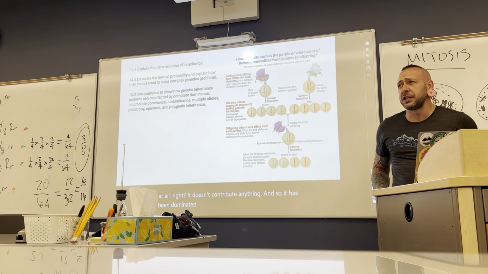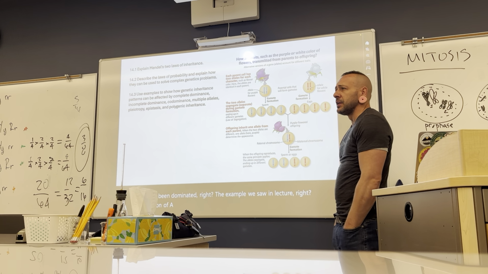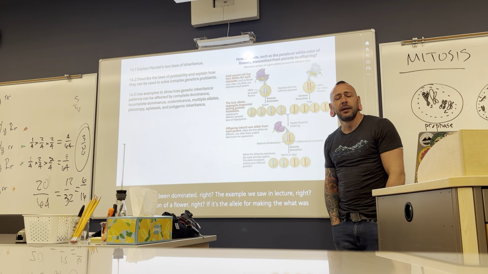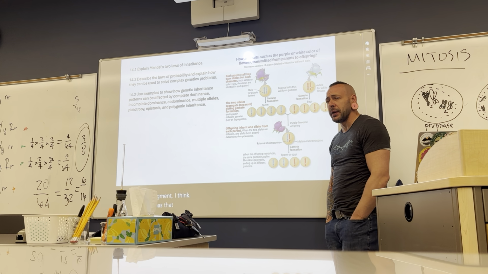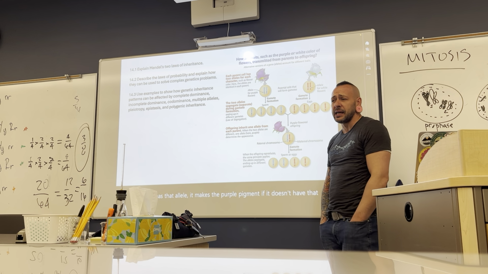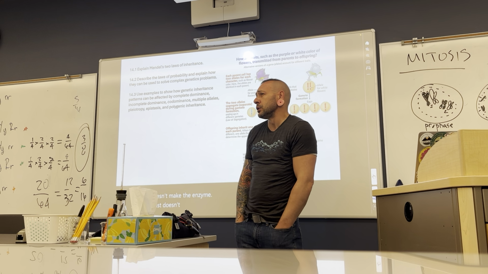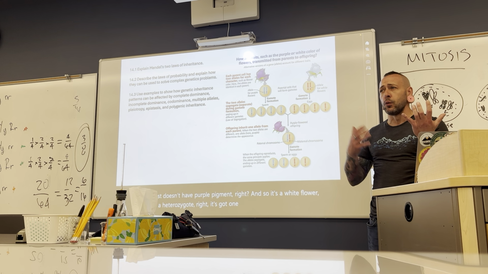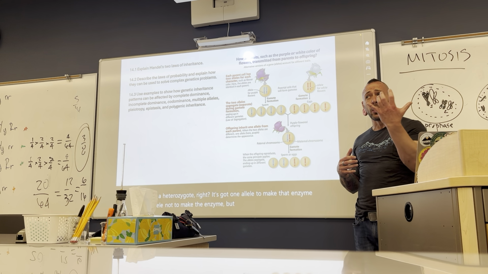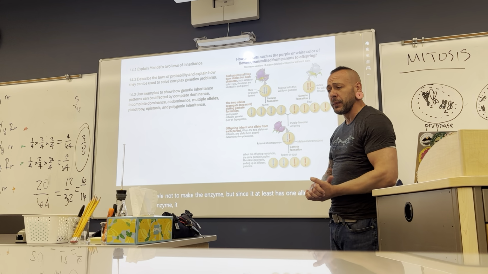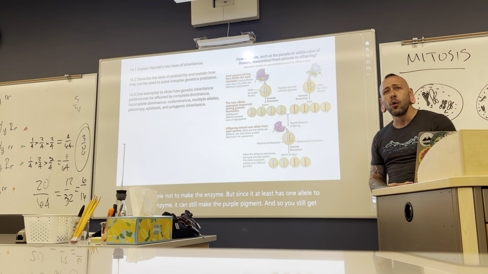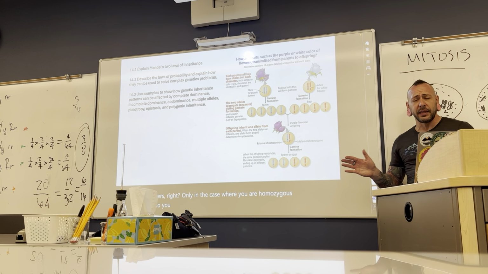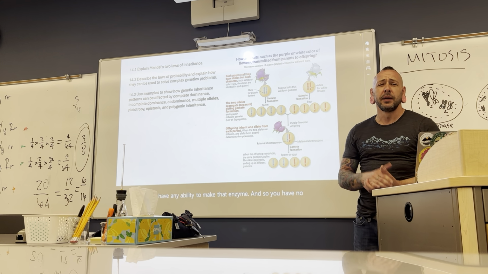The example we saw in lecture, pigmentation of a flower. If it has the allele for making, what was it, a purple pigment, I think, it makes the purple pigment. If it doesn't have that allele, it doesn't make the enzyme, and so it just doesn't have purple pigment, and so it's a white flower. If it's a heterozygote, it's got one allele to make that enzyme and one allele not to make the enzyme. But since it at least has one allele to make the enzyme, it can still make the purple pigment, and so you still get purple flowers. Only in the case where you are homozygous recessive do you not have any ability to make that enzyme, and so you have no ability to make that pigment, and that's the only time you get that white flower.